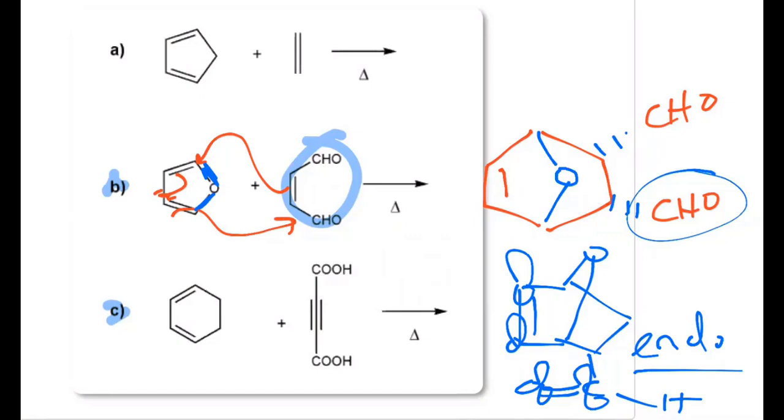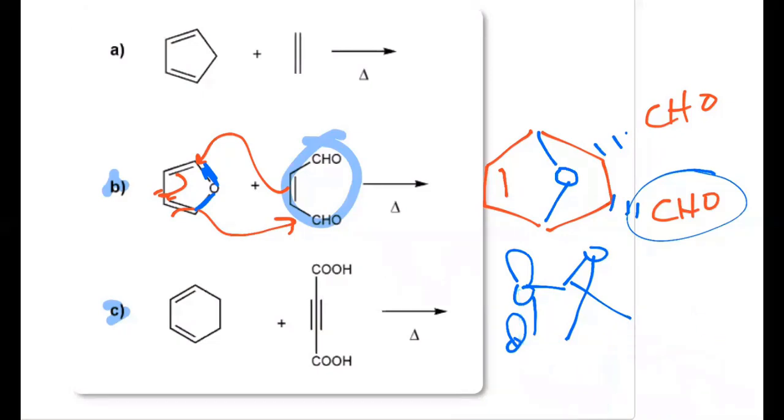Good question. I don't know if you may have run across that in the textbook when you were reading this section. But yes, the endo product is always going to be favored.